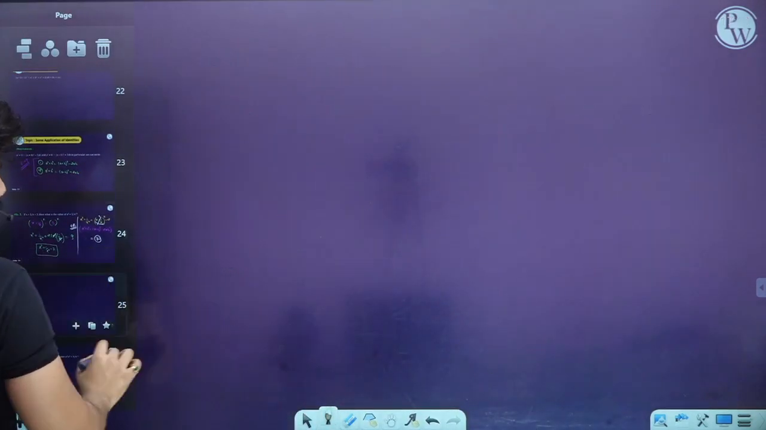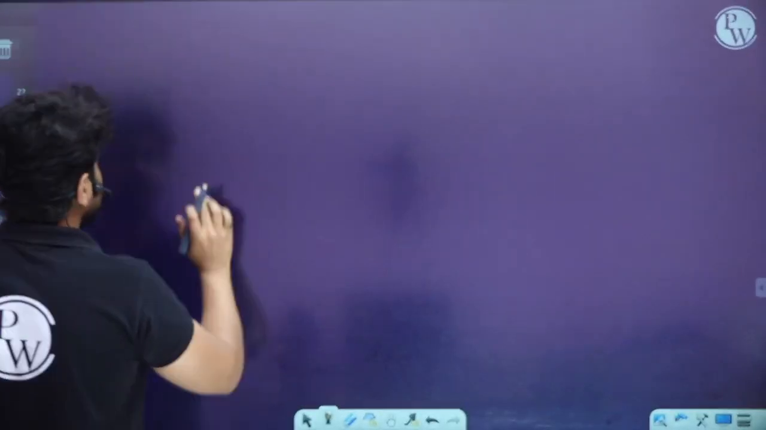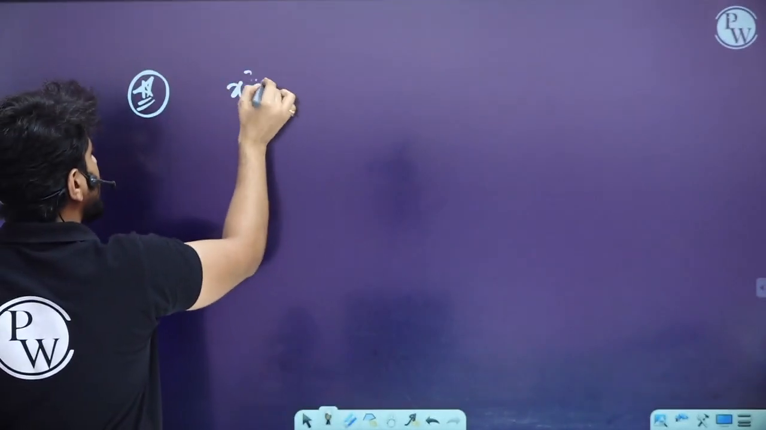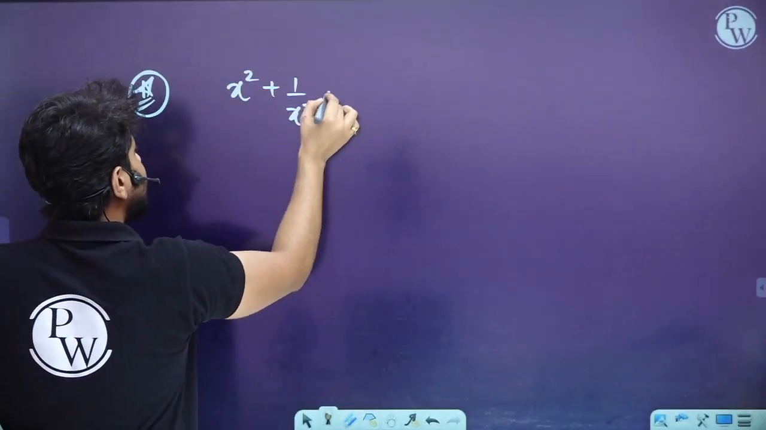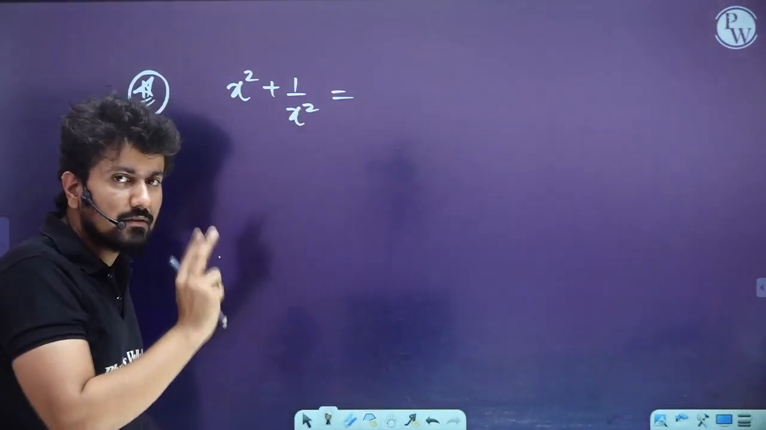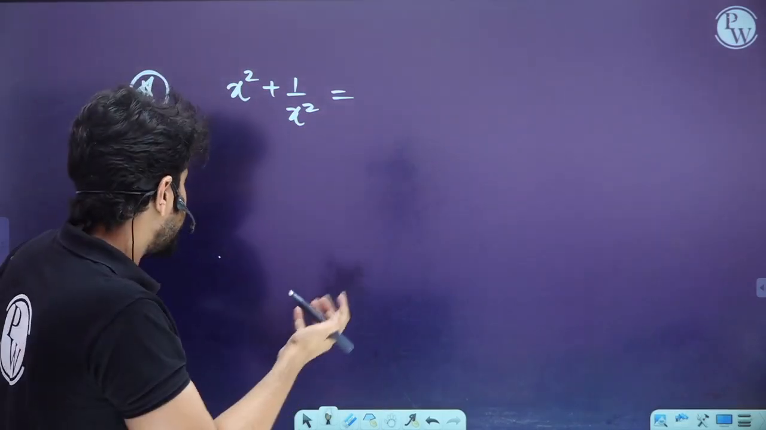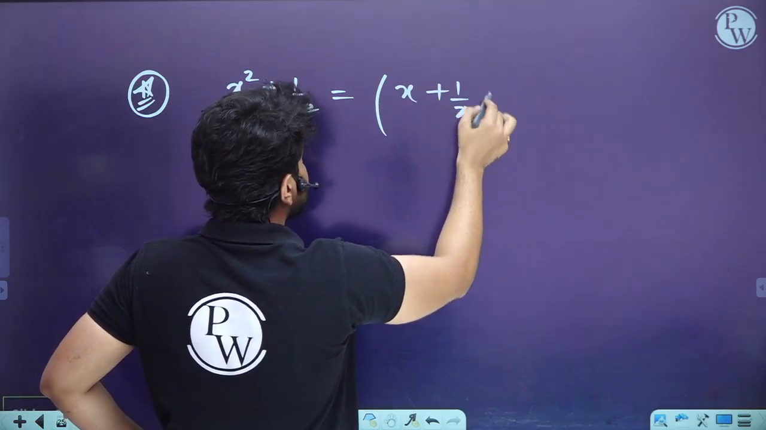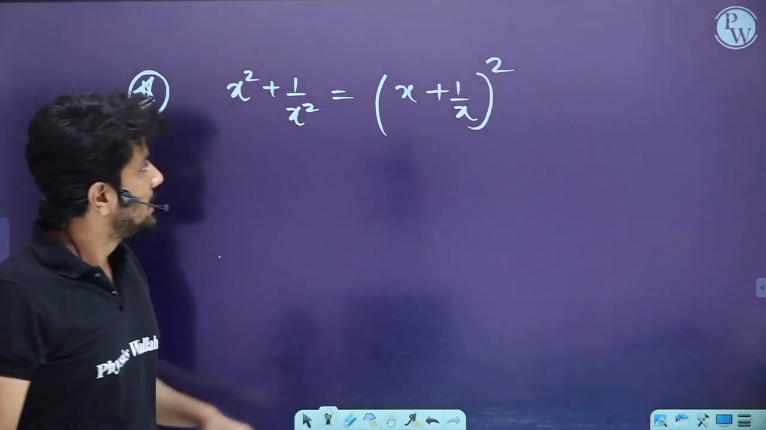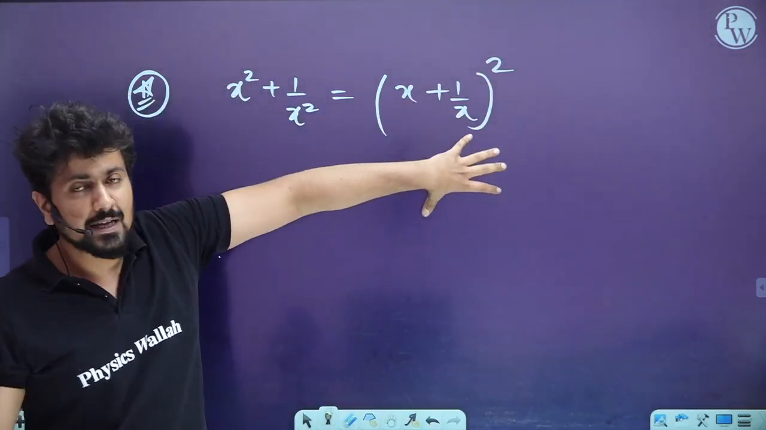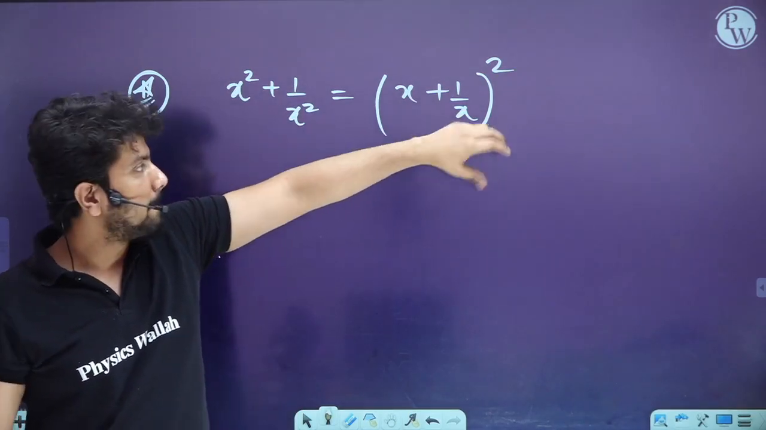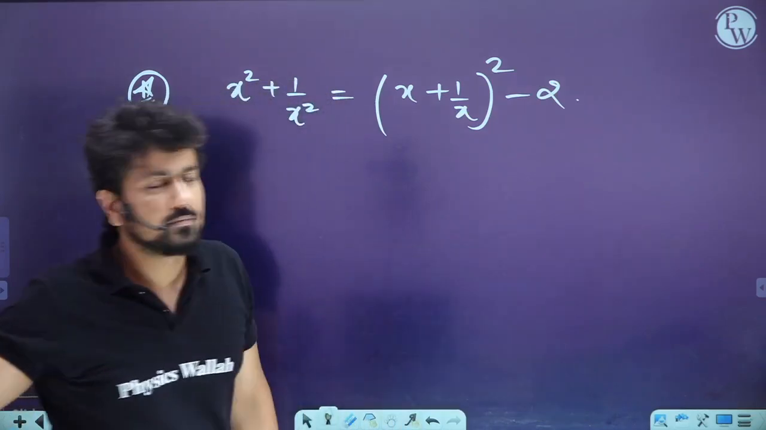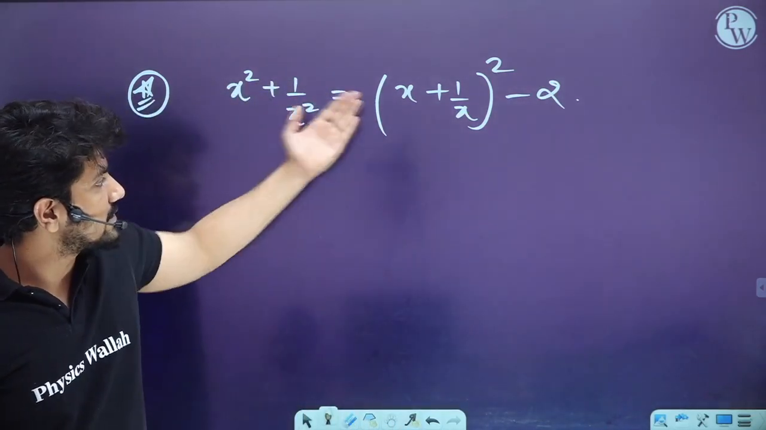So, it's very, very important, everybody. We can also remember this thing: we can write x square plus 1 by x square in two ways. Both of the ways are very, very important. One of the ways is in terms of a perfect square of x plus 1 by x. So we can write this as x plus 1 by x whole square minus 2. Yes, both the sides are same.